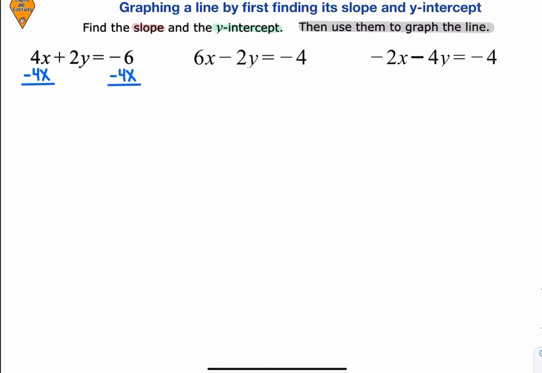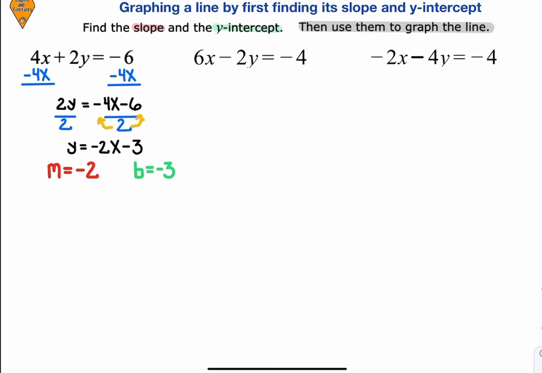To get y by itself, I'm going to subtract 4x from both sides. Next, I'm going to get rid of multiply by 2 by dividing by 2. That 2 belongs to both pieces in the numerator. So I have negative 4x over 2. Negative 4 divided by 2 is negative 2, so negative 2x. And then negative 6 over 2 is negative 3. So I have y equals negative 2x minus 3.